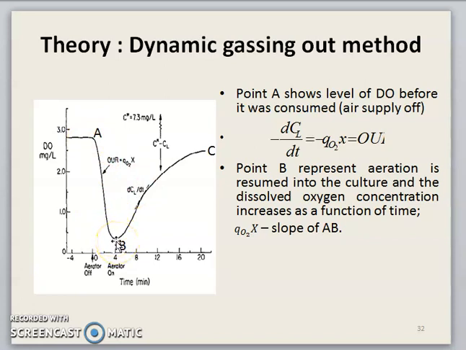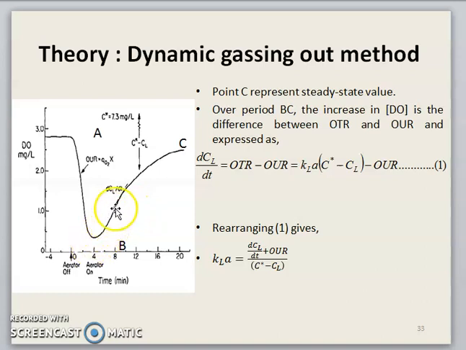This B value, for the dynamic gassing out, because we have microbes inside the fermentation, should be at the level of the critical C critical value, meaning about 10% of oxygen. Then you turn on the air supply, and what happens? It will increase up until point C, which represents the steady state value. Over the period B and C, there will be an increment in dissolved oxygen. This difference between B and C is expressed by dCL over dt equals OTR minus OUR, because within points B and C there is an uptake and there is a transfer. We are supplying the oxygen, but because the fermentation has these microbes, there is also an uptake.